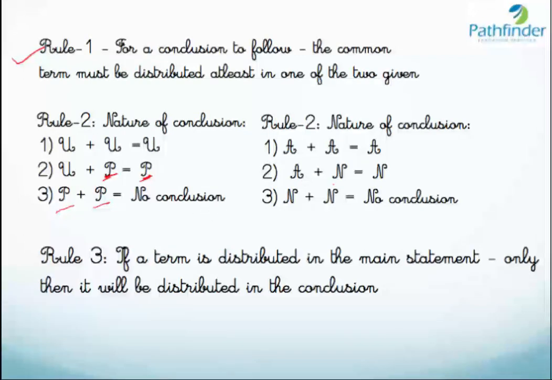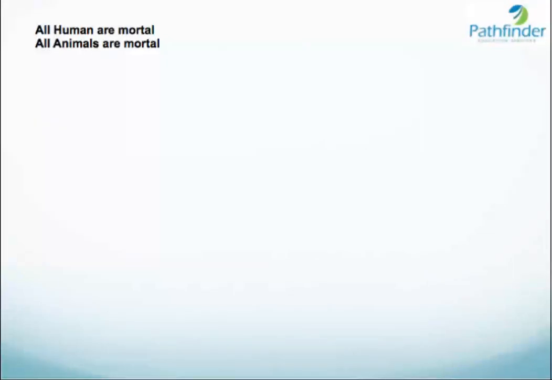Similarly, if one of the statements is negative, then the conclusion is negative, and if both the statements are negative, then no conclusion follows. And then we have rule 3, that if a term is distributed in the main statement, only then will it be distributed in the main conclusion. So these are our three rules which we will extensively apply to solve questions of syllogisms. So let us now solve a few questions based on this method.